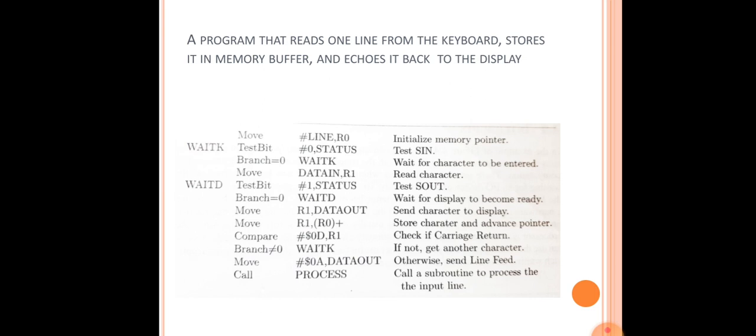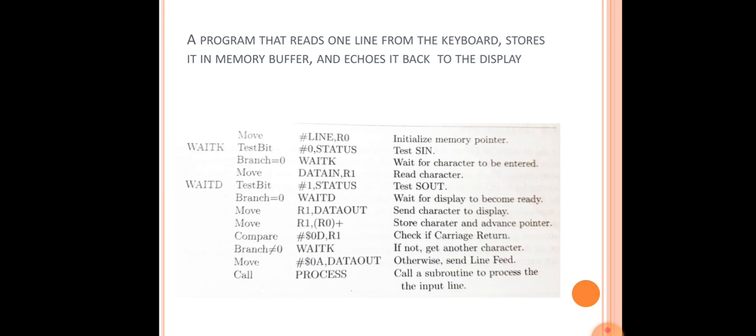Now the next line is compare #$0D with R1. #$0D indicates a carriage return. That means it indicates the end of the line. If we have finished reading an entire line, then we need to stop this process. So we compare the data taken from the keyboard with the carriage return $0D.